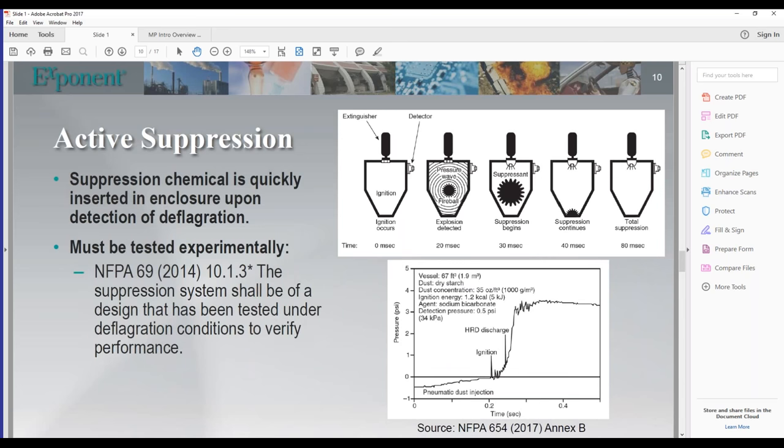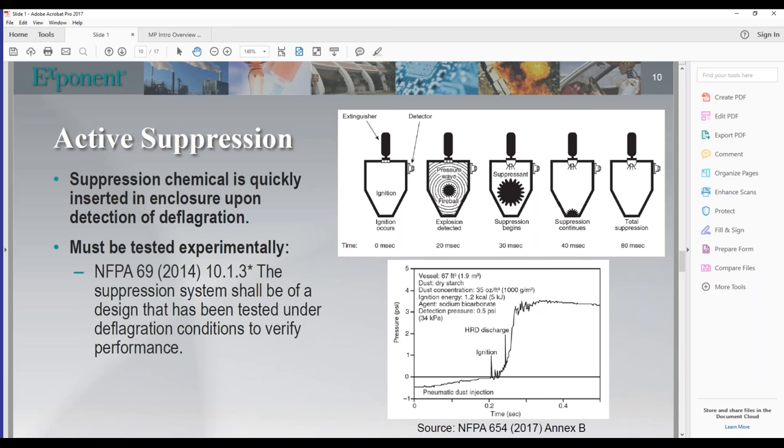Another method discussed in 69 is active suppression, where you have a suppressant chemical that is inserted very quickly into the enclosure. So you need to be able to detect an incipient deflagration within your enclosure and then very quickly inject this chemical, and that will suppress the combustion. If you look at the schematic on the top, you see that times for detection and suppression are on the order of tens of milliseconds. It's been used in the combustible dust industry. And below is a sample suppression plot where you have detection of a deflagration, the HRD, which is the high rate of discharge suppression system.